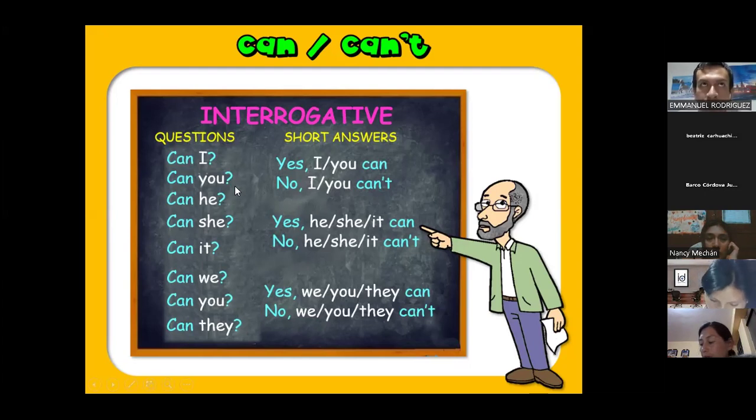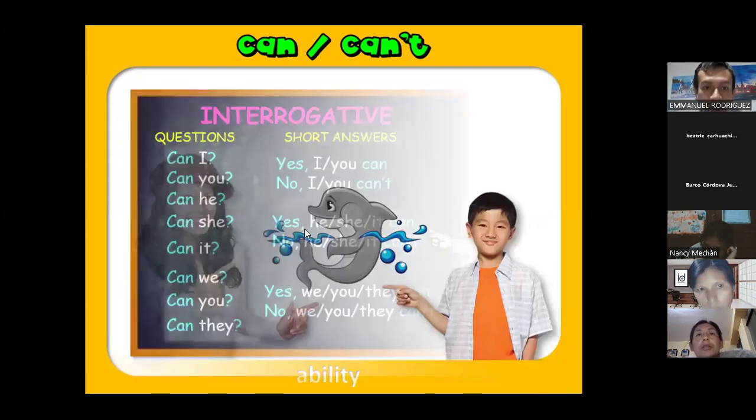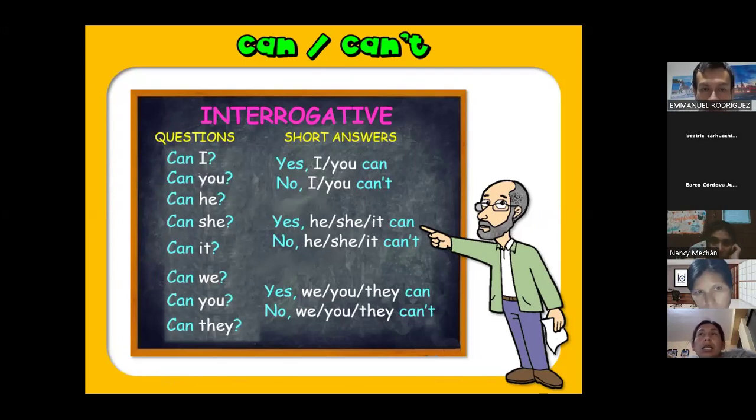Pero, ¿qué sucede si yo veo el uso del modal verb con los otros pronombres? ¿Cómo cuáles? Can he? Can she? Can it? También existen los short answer positive and short answer negative. Short answer positive: yes, he can. Yes, she can. Yes, it can. And now, short answer negative: no, he can't. No, she can't.